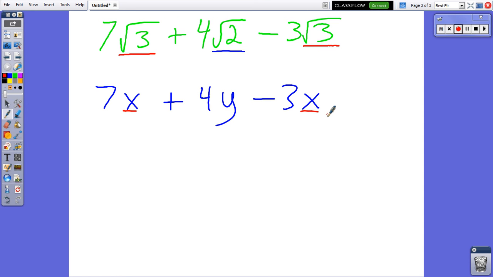So with the combining like terms here, 7x minus 3x, that's going to be 4x. And then we have the 4y, and we can't combine those together. With radicals, it's exactly the same thing. 7 square root of 3 minus 3 square root of 3, you're going to get 4 square root of 3. And then there's the 4 square root of 2 that we can't do anything with.